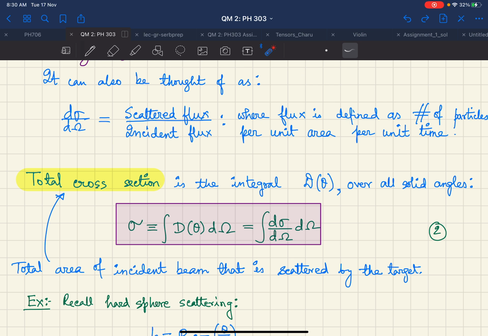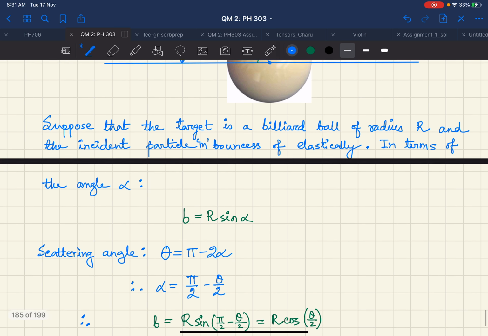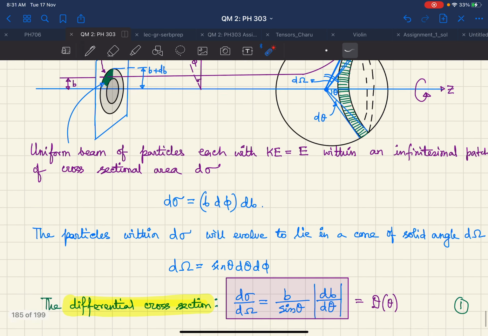Now what happens if we look back at the hard sphere scattering that we have discussed here? The hard sphere billiard ball scattering we have discussed here. In fact, this is known as hard sphere scattering. This is one representative example that everyone discusses at the beginning of such scattering discussions. So we have discussed that.